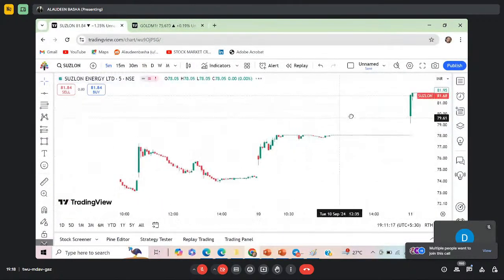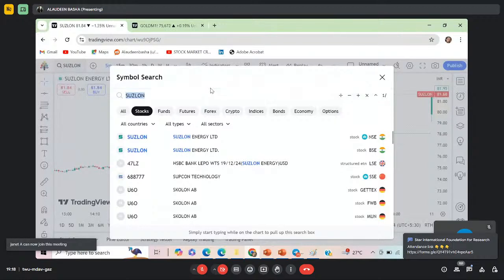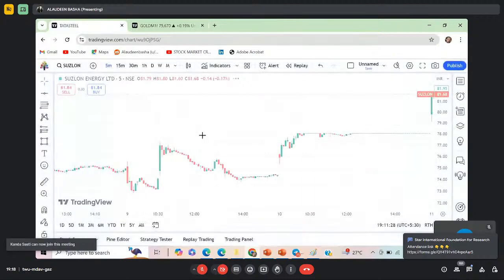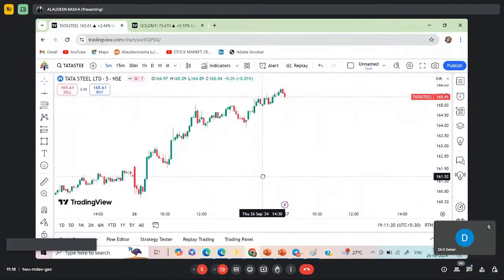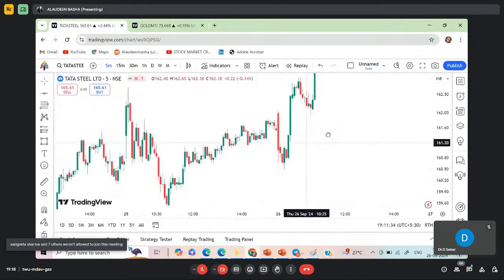This is also not an intraday script. Any other script? Tata Steel. Tata Steel is good. It's a high volume stock, so we'll find out the double top.